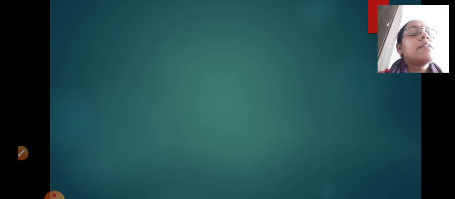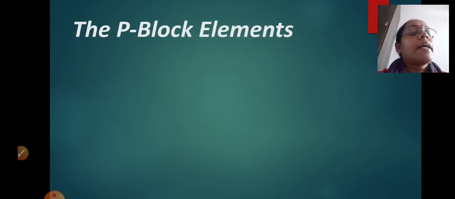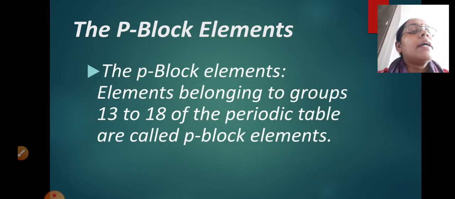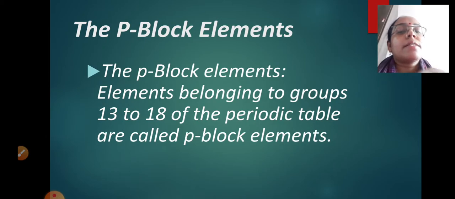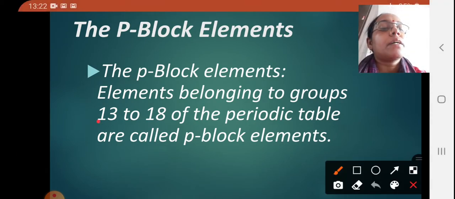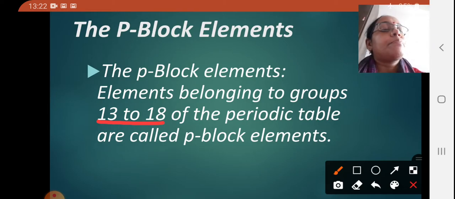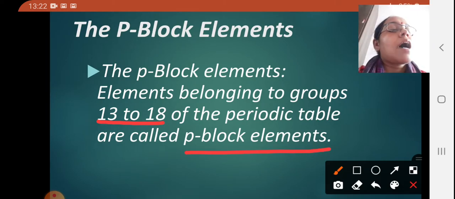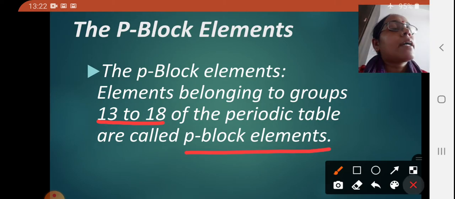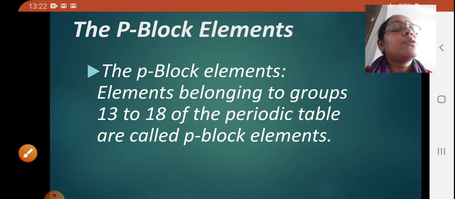In the first slide I am explaining which groups in the modern periodic table are considered as P block elements. You can see here it is mentioned group 13 to 18. In the modern periodic table, group 13 to 18 members are considered as P block elements. Now how we can define these P block elements, that I am going to explain.